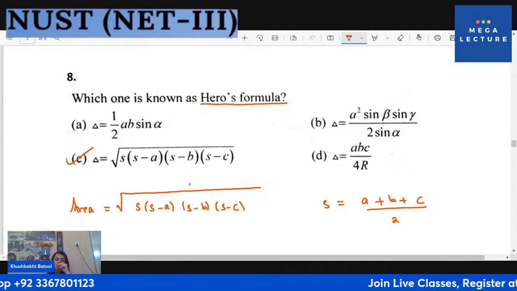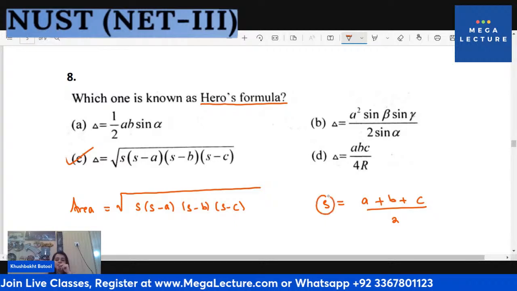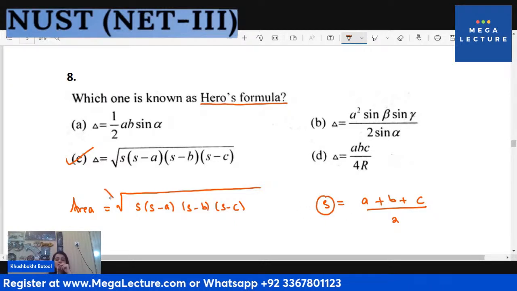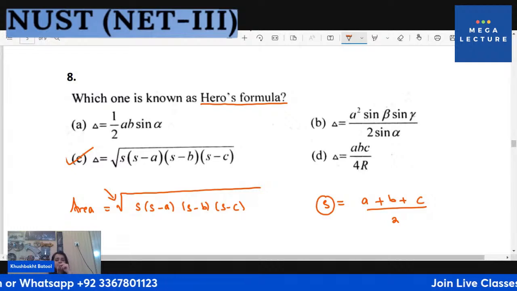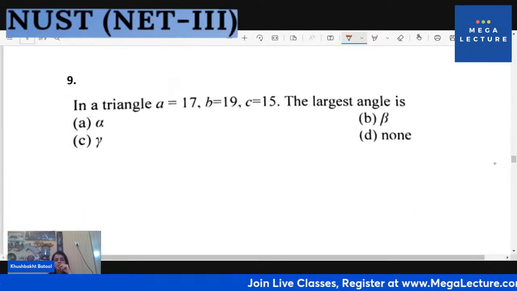So this time around the question was of this type, but it could be that you have the values of a, b and c, and you are to find the area. So now you know you need to find s first, and once you have s, you'll plug it in this formula, and that would give you the area of the triangle. Okay, all right. So let's talk about the next question.